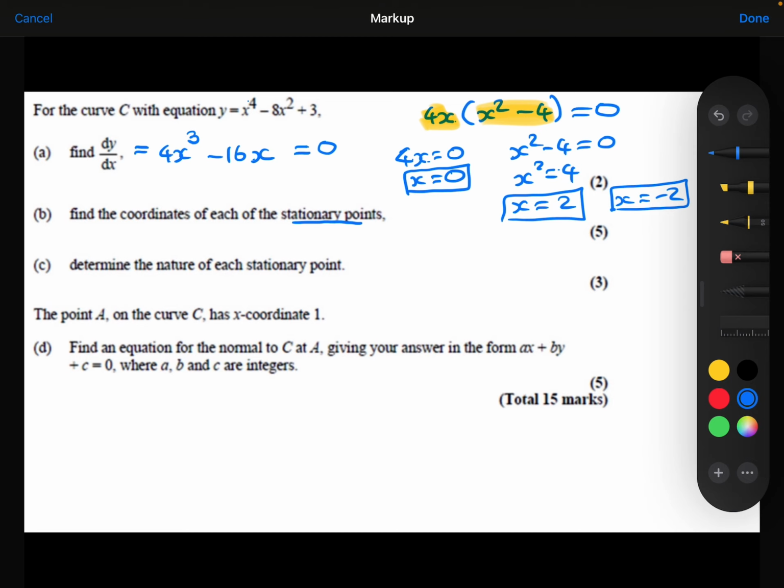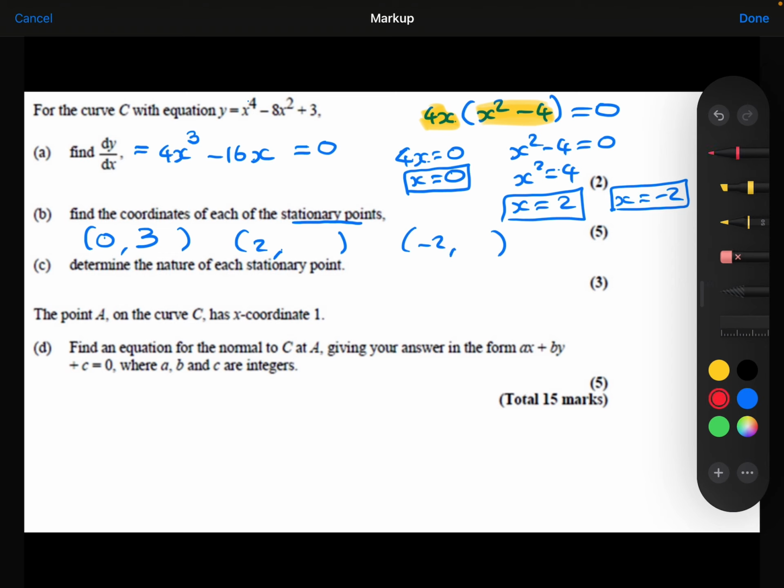I now need to know the y coordinates for each of these. Then I'll have the coordinates of each of the stationary points. So if I substitute the x coordinates into the original function, so first of all for x is 0, I get 0 squared minus 8 times 0 squared plus 3, which is 3. So when x equals 0, y is 3.